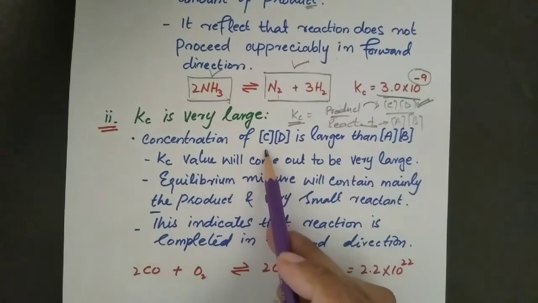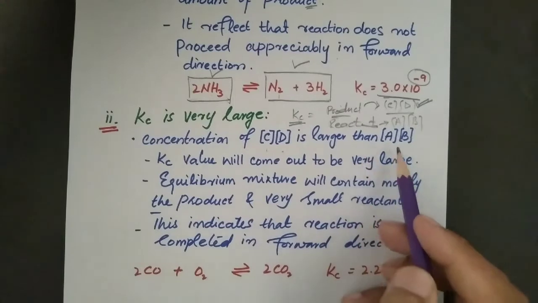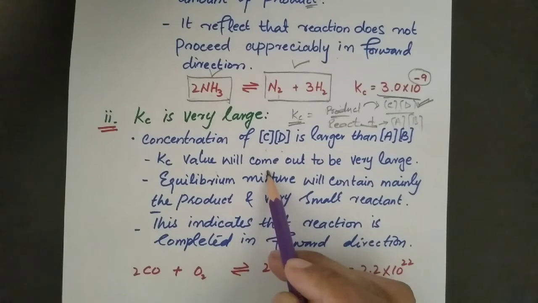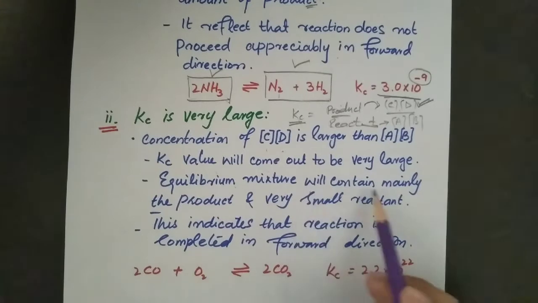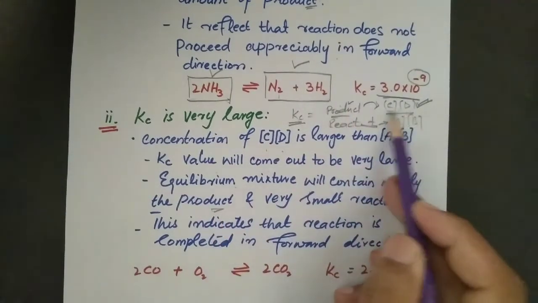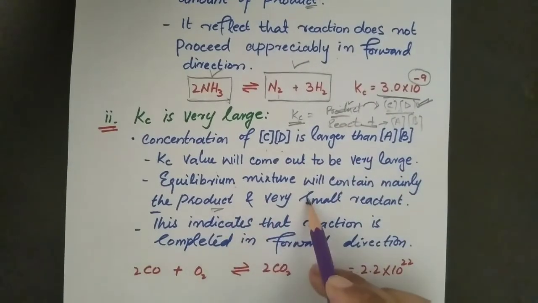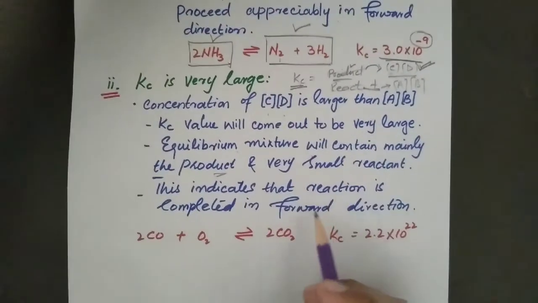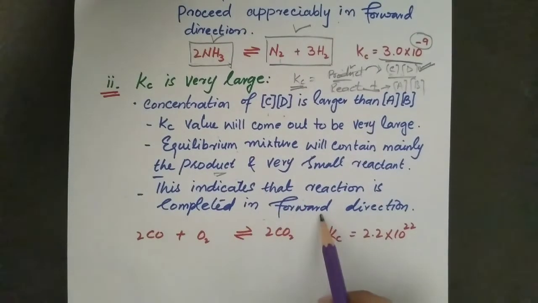So if the concentration of C and D is larger than the concentration of A and B, the Kc value will come out to be very large. It explains that the equilibrium mixture will contain mainly the product, and very little reactant will be present in the equilibrium mixture. This indicates that the reaction is completed in the forward direction.